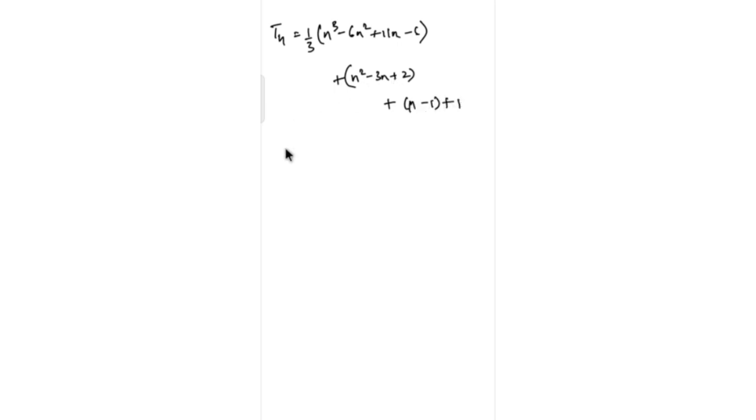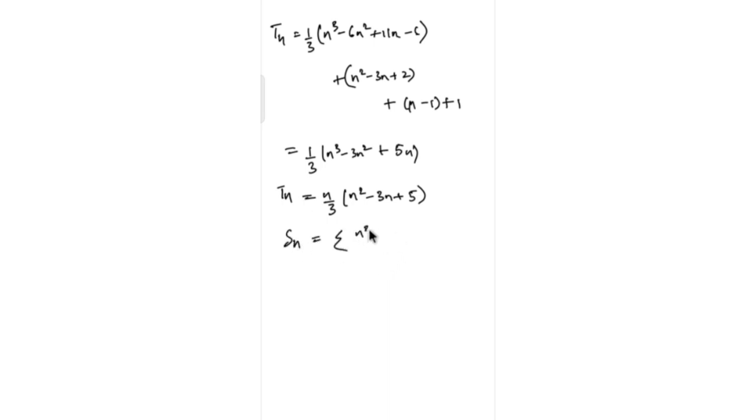So on solving this, you would get 1 by 3 of n cube minus 3n square plus 5n. So this is n by 3 of n square minus 3n plus 5. This is the value of Tn that we're going to get: n by 3 into n square minus 3n plus 5.